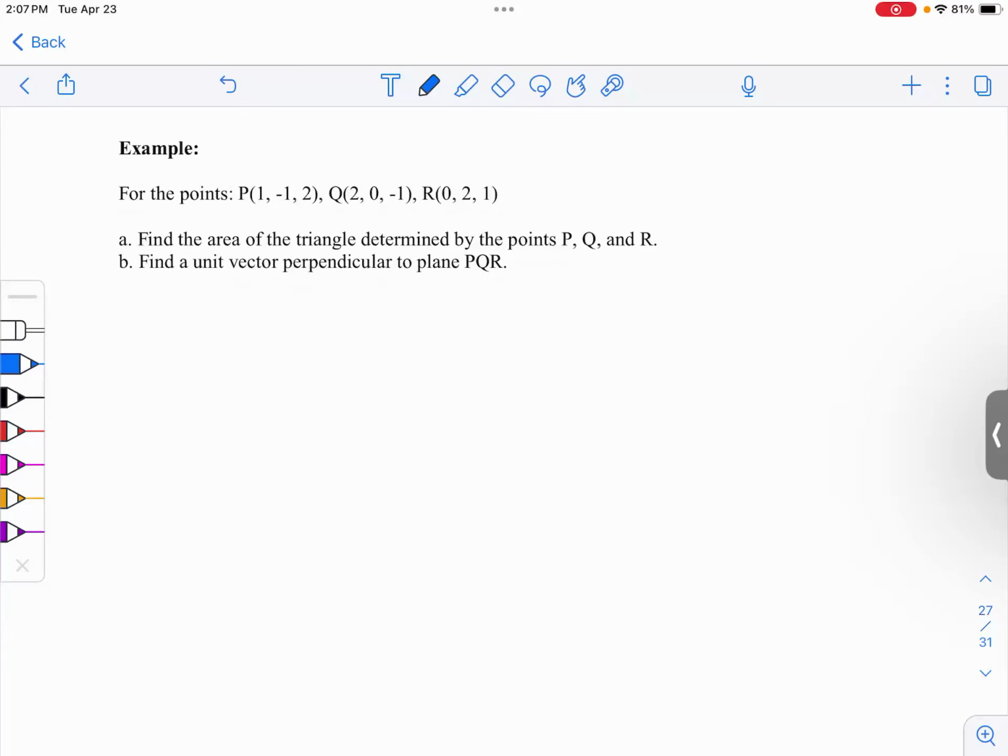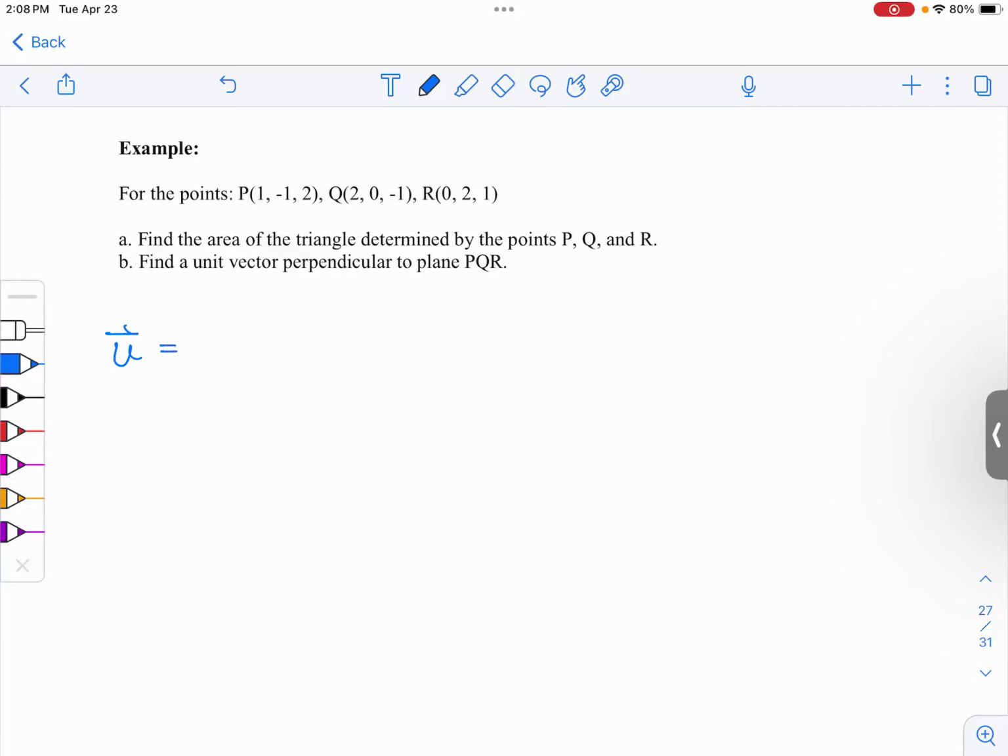All right, so let's look at an example all the way through here. I want to find the area of a triangle determined by the points P, Q, R, and then find a unit vector perpendicular to the plane PQR. Again, stuff that we have done, and now we're taking it to the next level and in 3 dimensions. So here's the big thing. These are points in space. I have points P, Q, and R. So I need to start by making a vector. So how do I make my vector? I need vectors. I don't need points. So it all starts with, I need to make a vector.